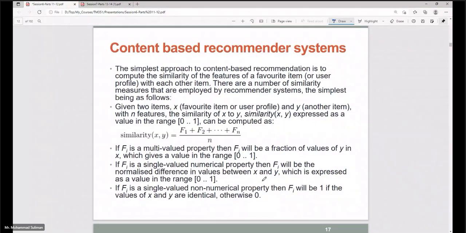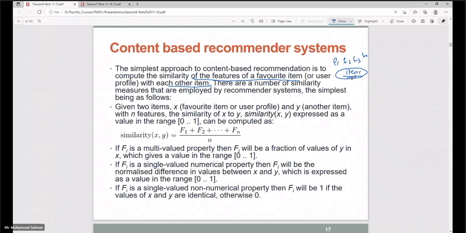The simplest approach of content-based recommendation is to compute the similarity of the features of a favorite item with each other item. So I purchase item 1. It has some features. It has features F1, F2, F3, F4, 4 features. Now I have already purchased this. So the new recommendation will be made by comparing these features with other items.